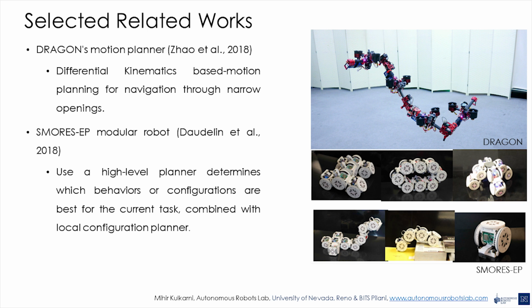Doddelin et al. use a high-level planner to determine which of its defined configurations is best for the current task or environment, combined with a local configuration planner. Our approach is different from this work in 2 main aspects. First, we focus on cluttered environments. Hence, if the configuration library fails to find a solution, we utilize the solutions of a local PRM-based configuration planner to find a valid shape. Second, we replan the translation path when the local PRM planner does not find a solution.